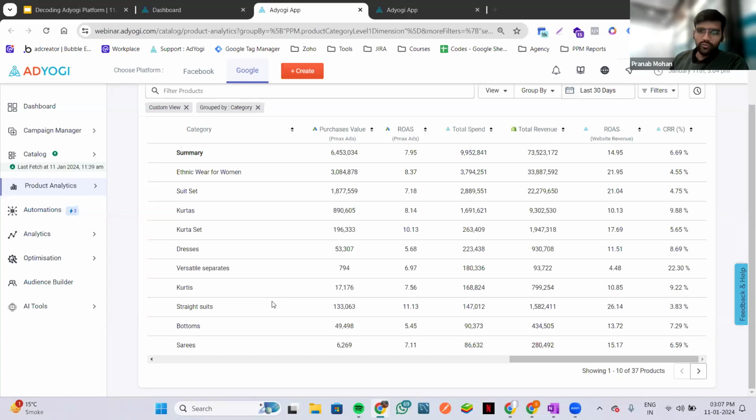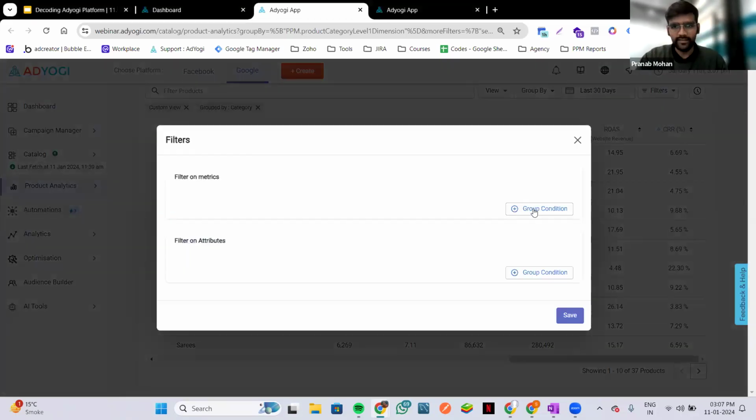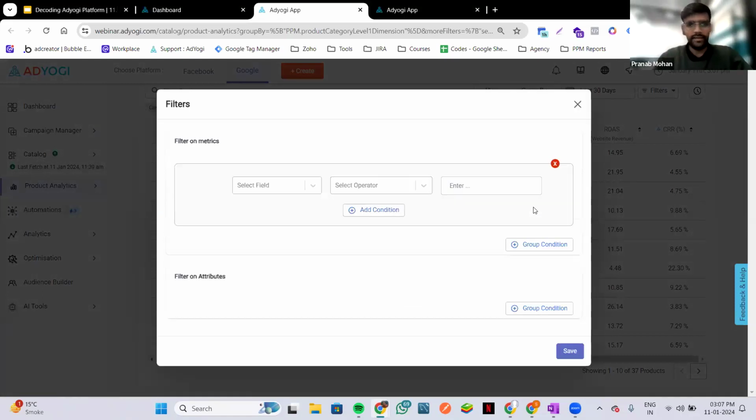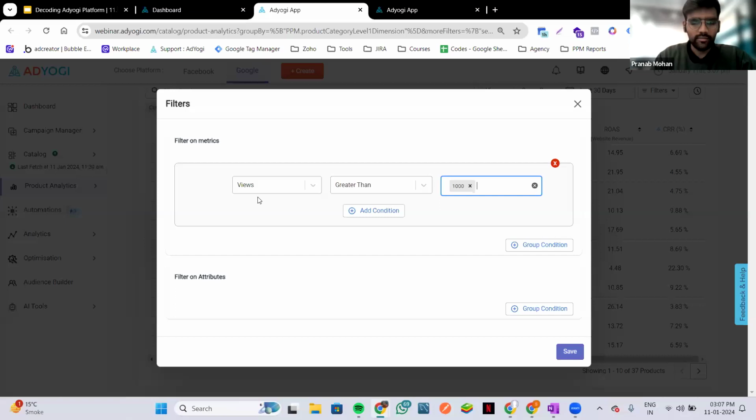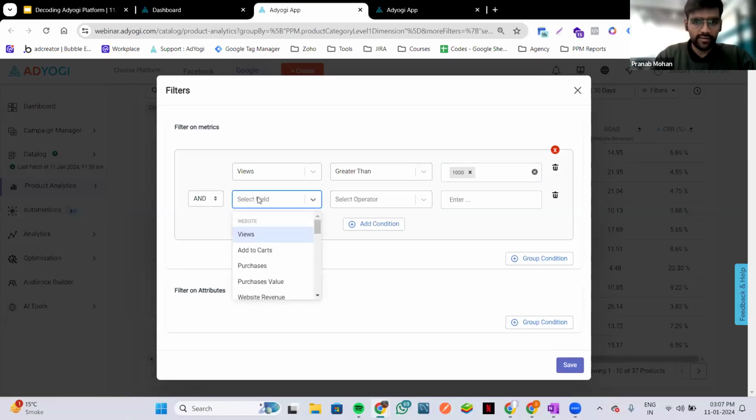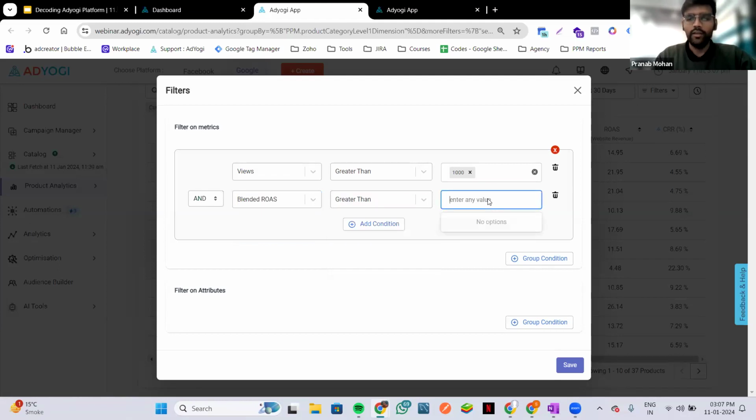Now, based on those two conventions, you can either use the concept of blended ROAS, or in case the product is profitable based on your website revenue, you can surely use the concept of website ROAS. So what we can do is go to the filter section and select a filter. Let's say a product has greater than 1,000 views, and my ROAS, that is my blended ROAS or website ROAS, is greater than 5.